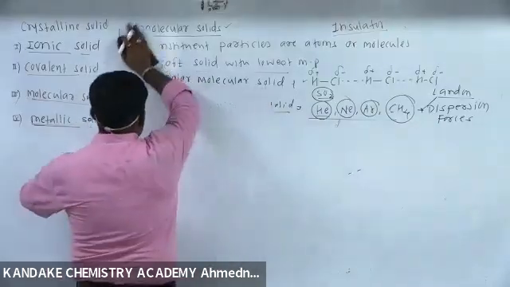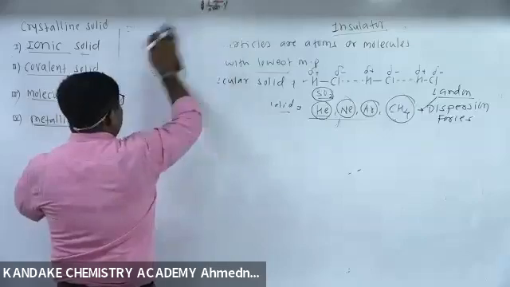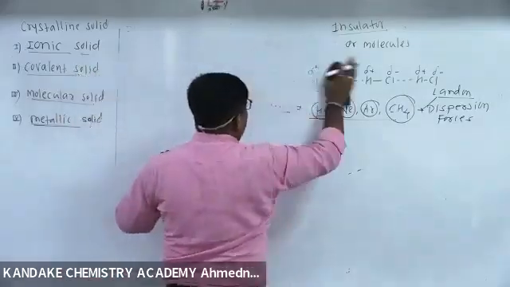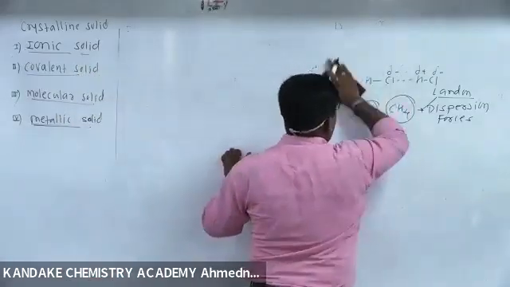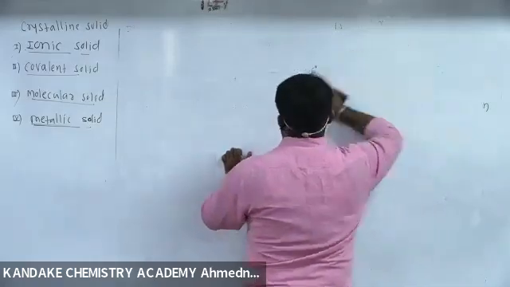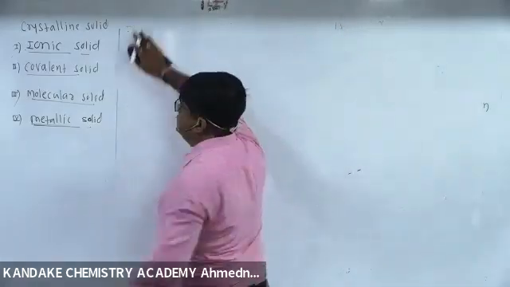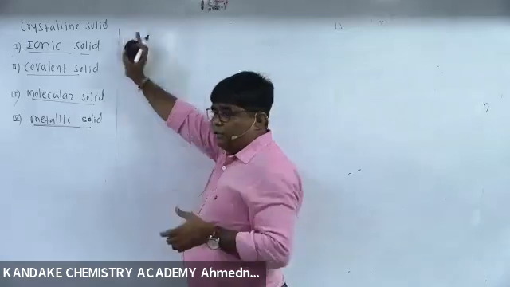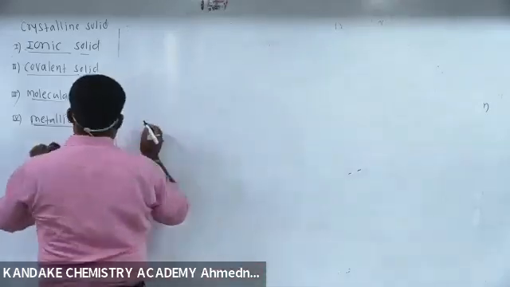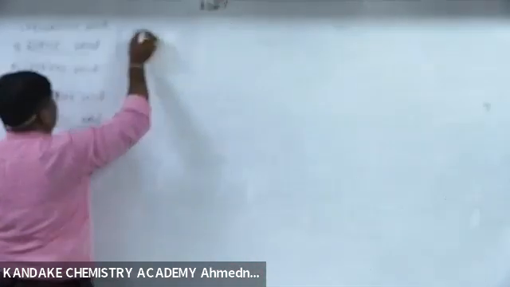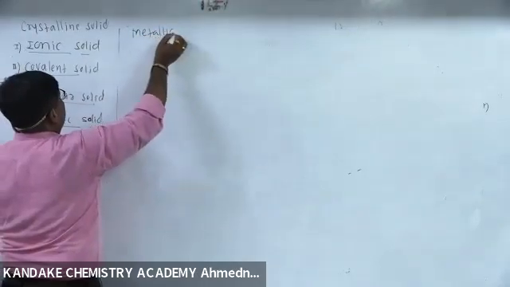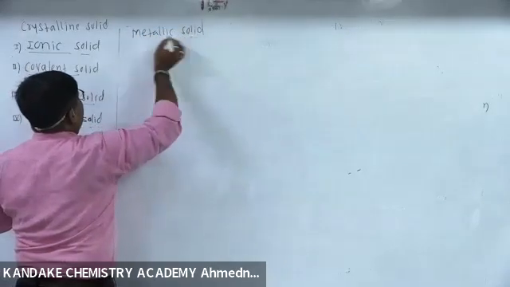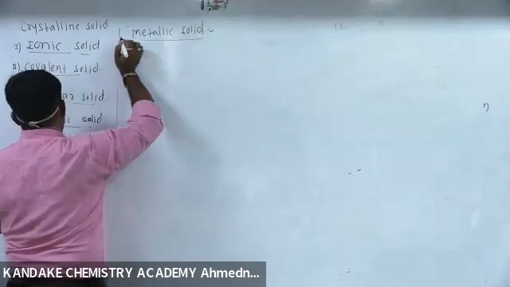So what is the metallic solid? Metallic solid is the solid in which constituent particles are positively charged metal ions. Here electrons, positively charged metal ions, metallic solid. So what are the metallic solids? Metallic solid काय? Metallic solid, these are the solids.